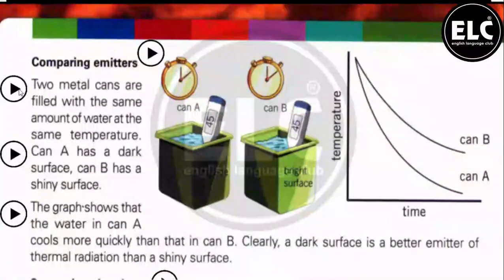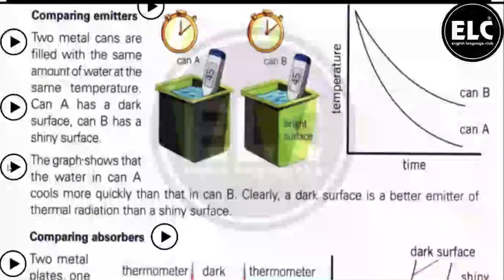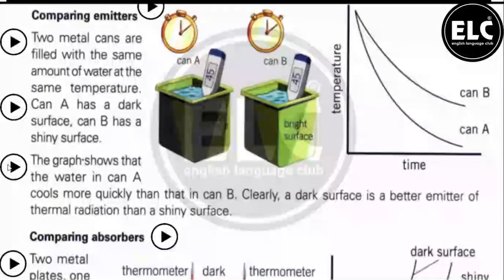Comparing emitters. 2 metal cans are filled with the same amount of water at the same temperature. Can A has a dark surface, can B has a shiny surface. The graph shows that the water in can A cools more quickly than that in can B. Clearly, a dark surface is a better emitter of thermal radiation than a shiny surface.